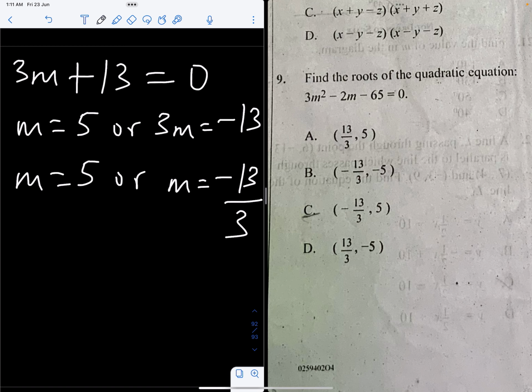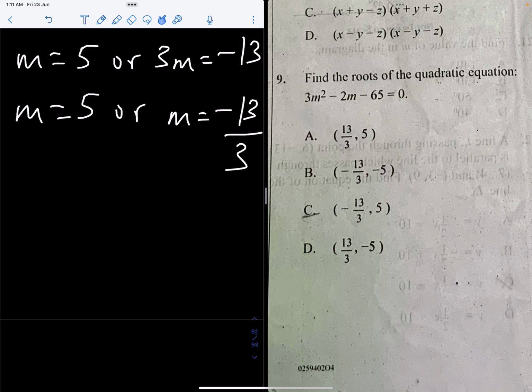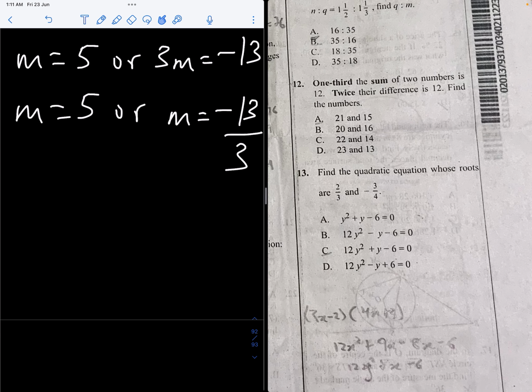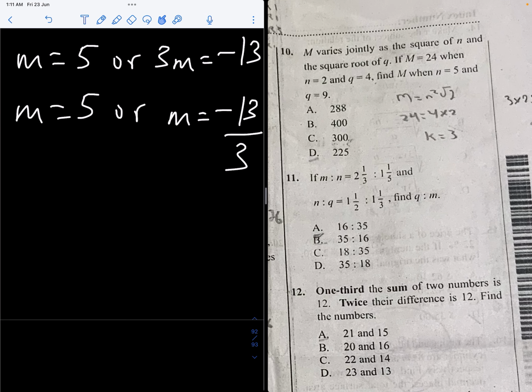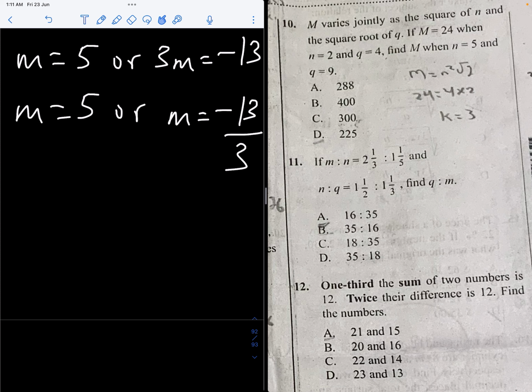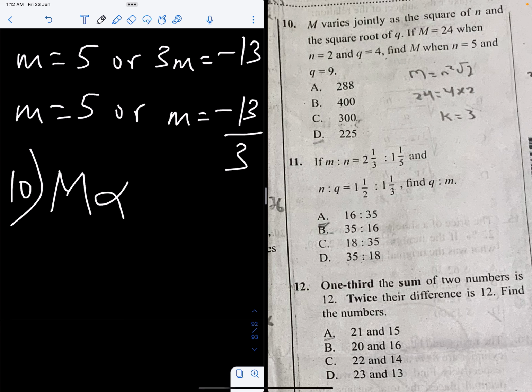And let's see which of the options matches that. The correct option is C, minus 13 over 3 or 5. Now we go straight to the next, which is number 10. Number 10 should be up here. Yeah, that's number 10. M varies jointly as the square of n and the square root of q. If m is 24 when n is 2 and q is 4, find m when n is 5 and q is 9.